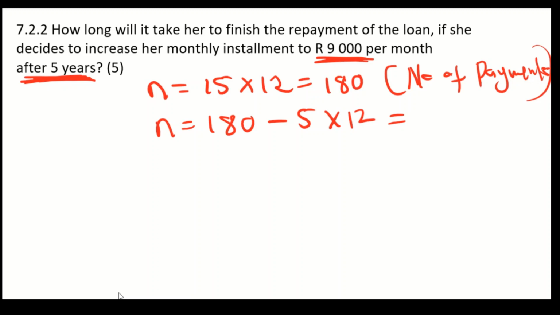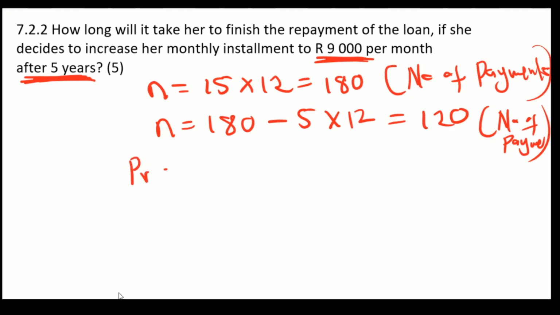So it's 180 minus 5 times 12. I'm literally punching my calculator. Just going to tell you what I'm getting. I'm getting 120, which is the number of payments outstanding, right? So now n is going to be 120. Because you want to know how long it will take for this person to finish the loan.